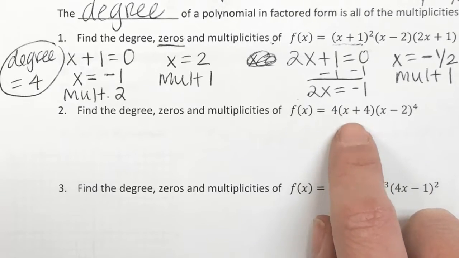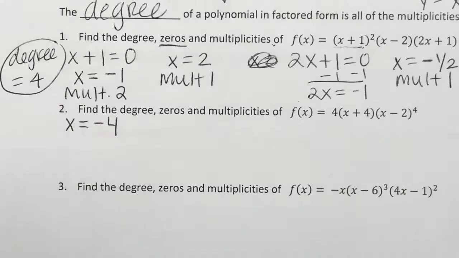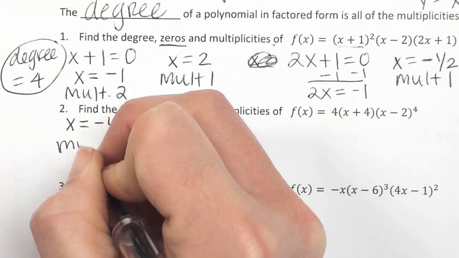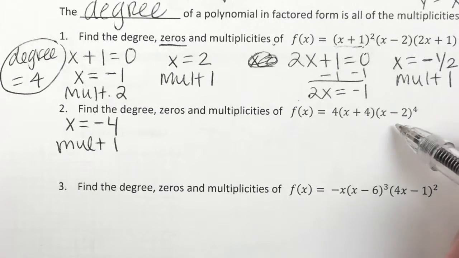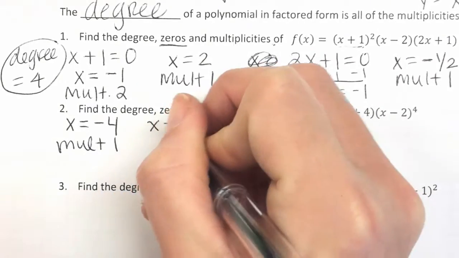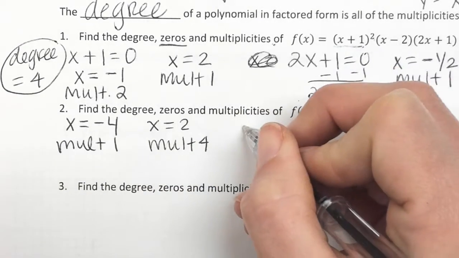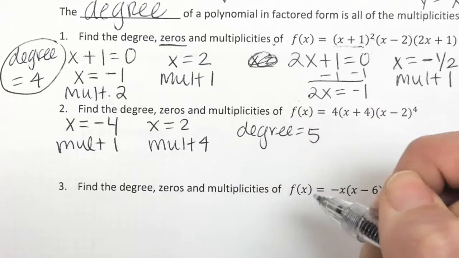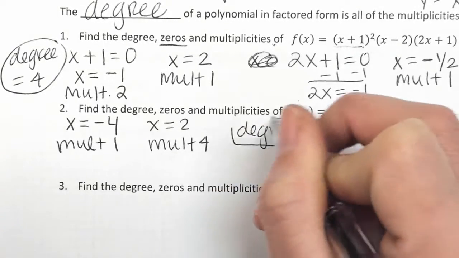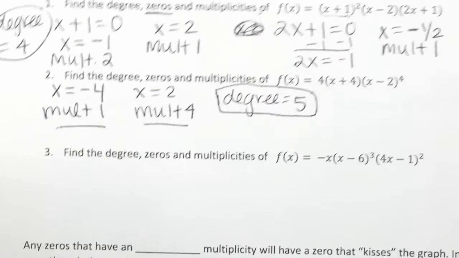On this one, what would be our 0 for x plus 4? Negative 4. Good. Let's go ahead and list the multiplicity. It'd have a multiplicity of what? Good. This x would be what? 2. And it has a multiplicity of. So what is the degree of this polynomial? Good. That's it. Go ahead and do number 3 on your own. Then I'll call on somebody.